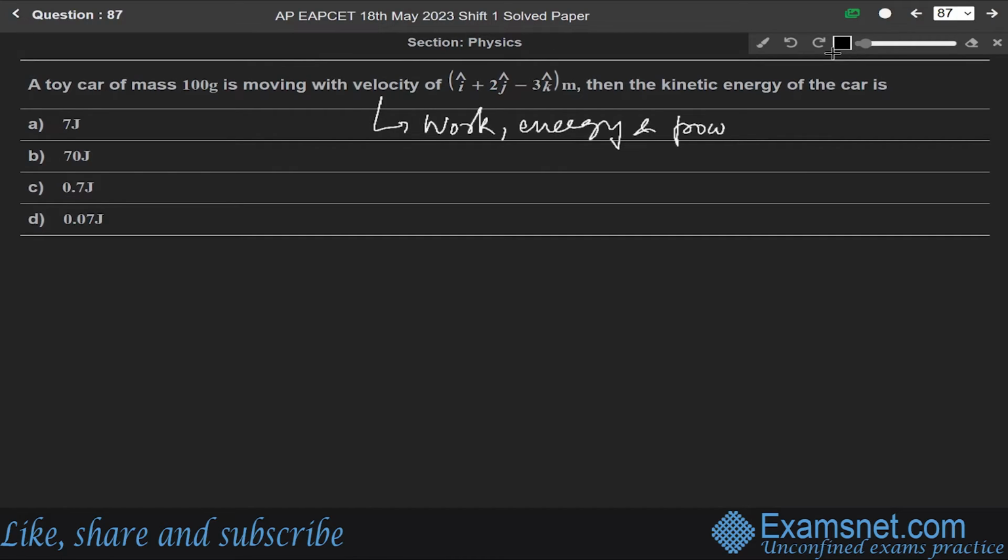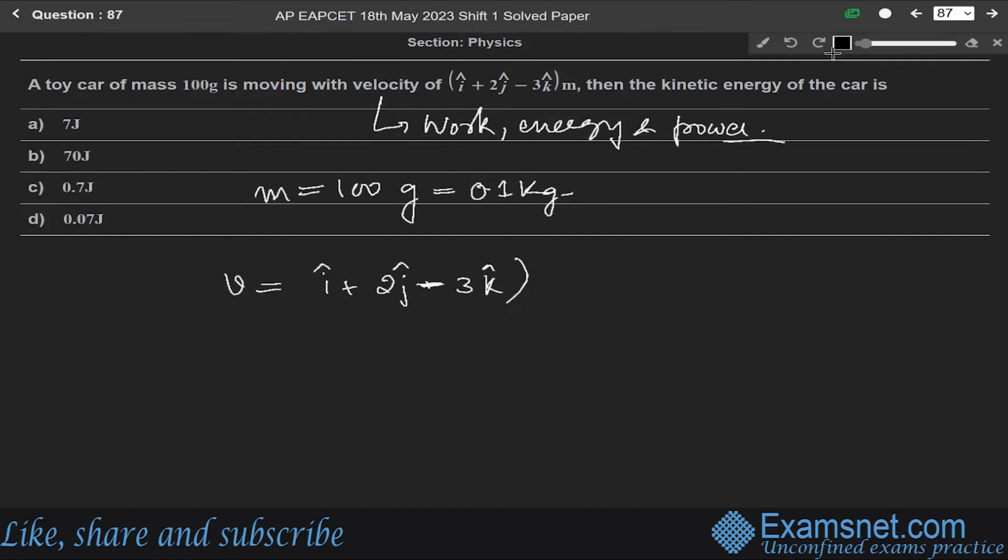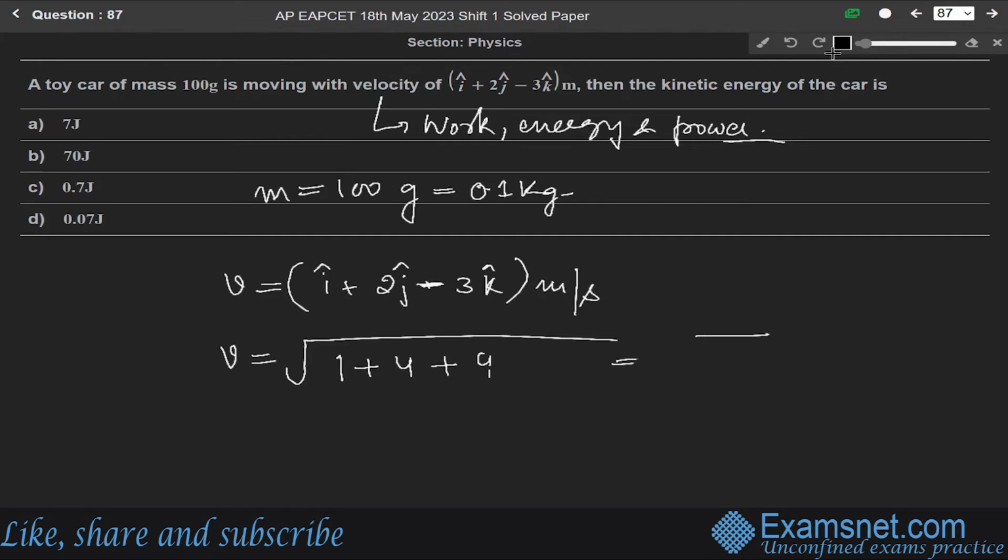Energy and power. Now the mass is 100 gram, which means 0.1 kg, and the velocity of the car is given as î + 2ĵ − 3k̂ meter per second. Now the magnitude of the velocity vector will be the resultant of all these: 1 plus 4 plus 9, so it will be equal to under root of 14 meter per second.